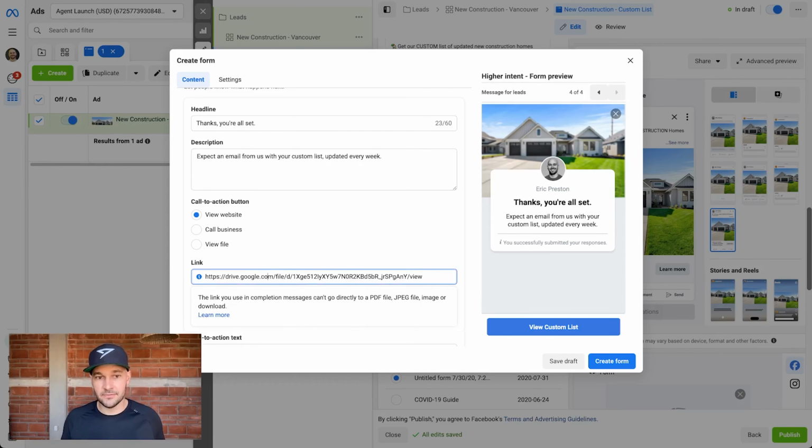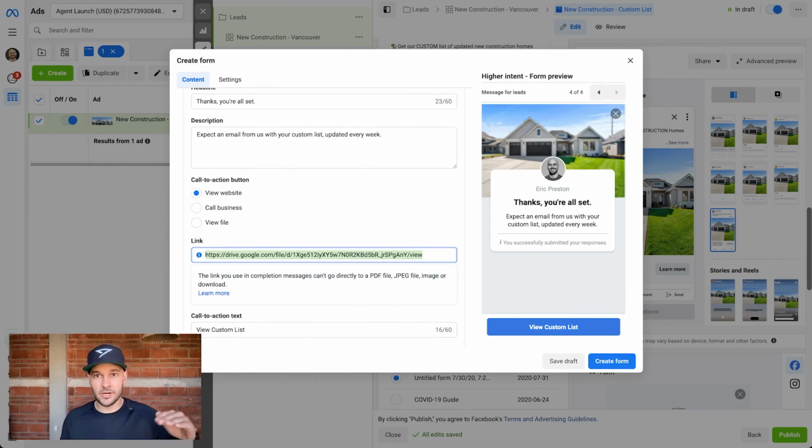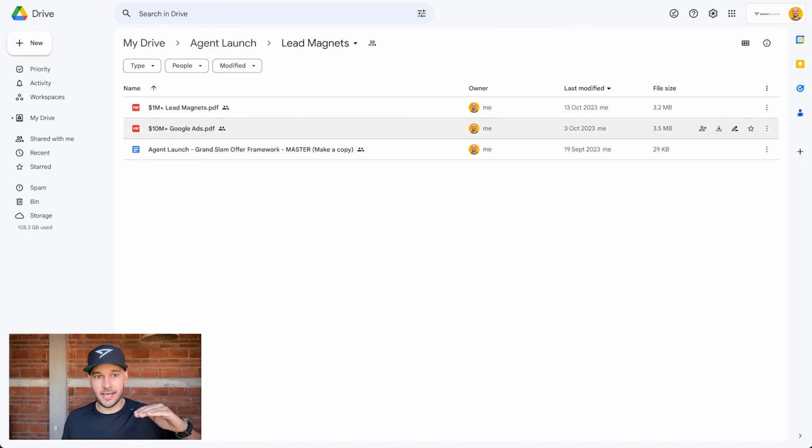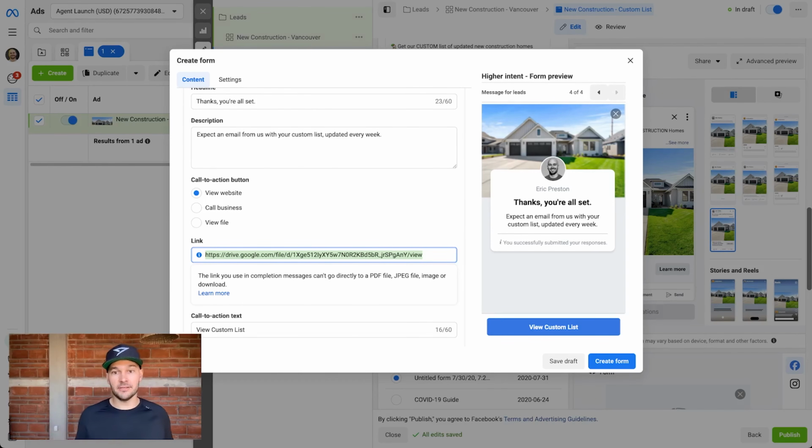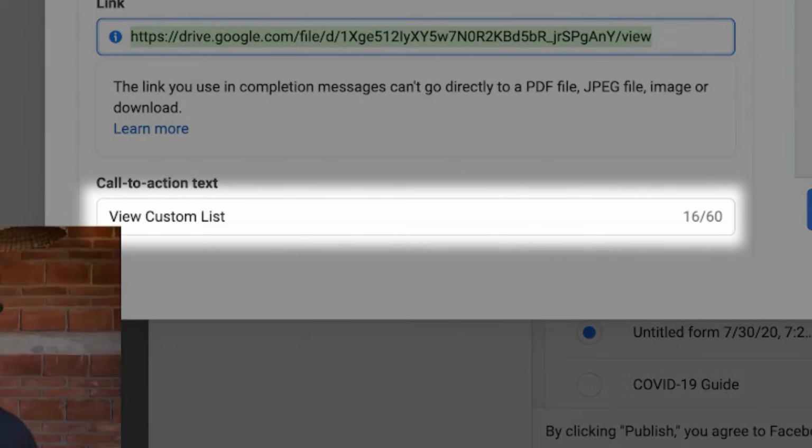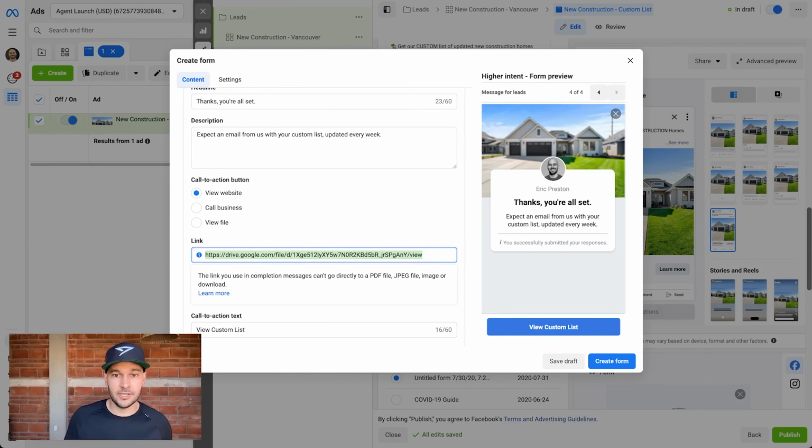So say this is the file type. As long as you're uploading the same file in here as Google Ads, $10 million Google Ads.pdf. So say you do custom Vancouver new construction updated weekly, and you just have that exact same file name, you can just push that into Google Drive, and then you won't have to change your ad or anything, because it'll just keep taking them to the same file, but the file will be updated. I would actually change this to view last week's list. I think it's better. So that's a cool little hack you can do here.